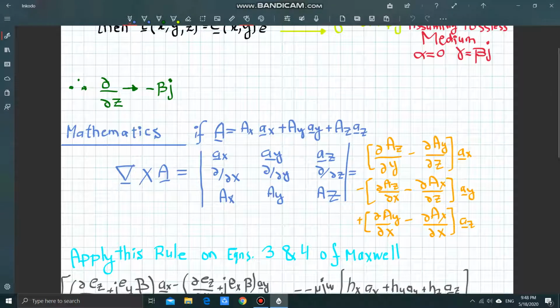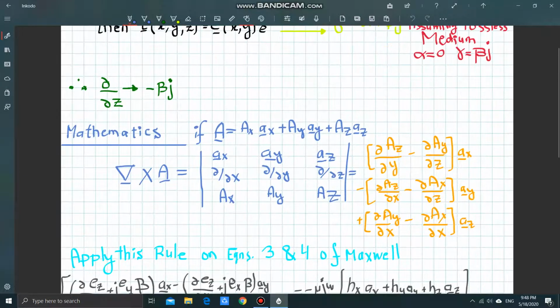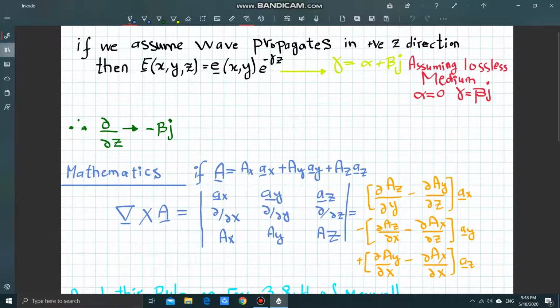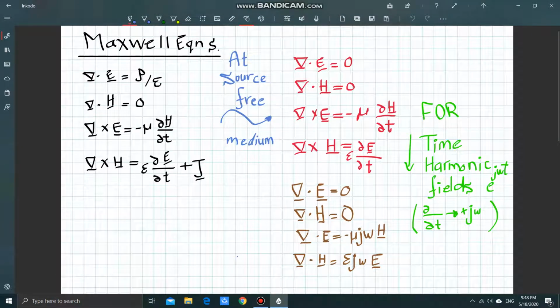Mathematics revision. If A is a vector that has components in the x, y, z direction, then curl A can be calculated from this determinant, and the result will also be a vector. If we apply this rule on equations 3 and 4 of Maxwell, we can return to them. We'll apply this rule to the last two equations of Maxwell.